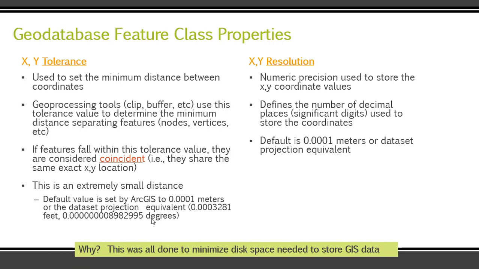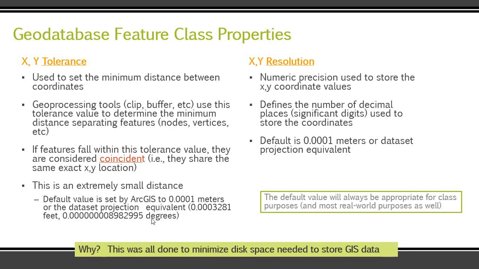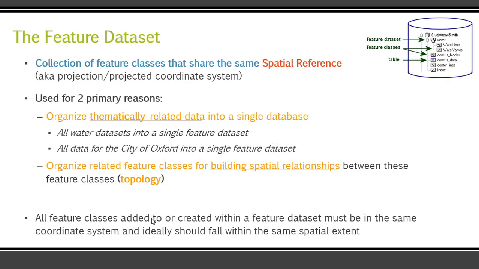All right, so why was this all done? This was all done to minimize disk space, but like I said, it's not as necessary as it was with the personal geodatabase model, so we don't have to do any hand calculations anymore. We're just going to take what the software says. And as I mentioned, the default value is going to be appropriate for class and for most real-world experiences.